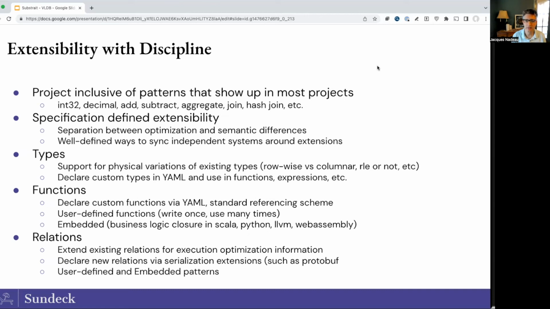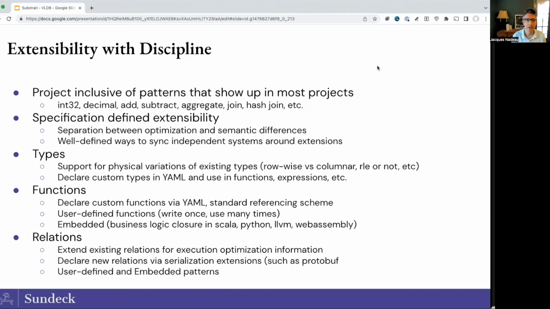So in the context of data types, we actually support 2 different kinds of concepts. The first is what we call physical variations of existing types. So for example, in many systems, you might have both row-wise and columnar representations of the same data type. We consider those to be different variations of that data type. And we define ways with variation to define whether or not those things are compatible, transformable, and whether they can use the same functions or not, if they have disjoint sets of functions that they can work with.